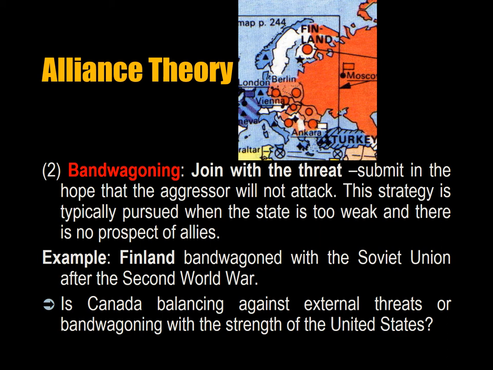Now, the classic example is Finland at the end of the Second World War. Finland bandwagoned with the Soviet Union. It simply was too weak to fight the Soviet Union off. And there were no allies in the region. Sweden did not want to ally with Finland against the Soviet Union. So Finland submitted. It basically agreed to buy Soviet equipment. It didn't join NATO. And it adopted a security policy that was in no way a threat to the USSR.